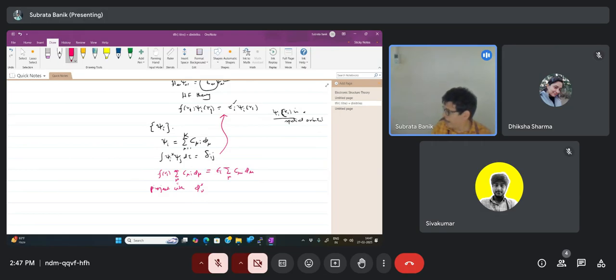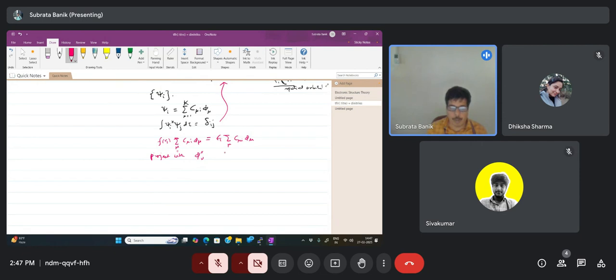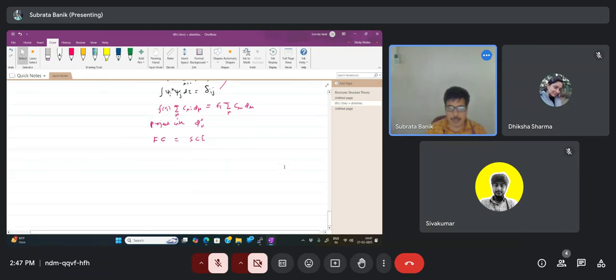Projection means pre-multiplying and doing the integration over the coordinate. I hope you can remember this. This is the procedure that we talked about yesterday. After doing this, and then writing them in matrix form, we get F C equal to S C, right? C is a coefficient matrix of this kind, right?